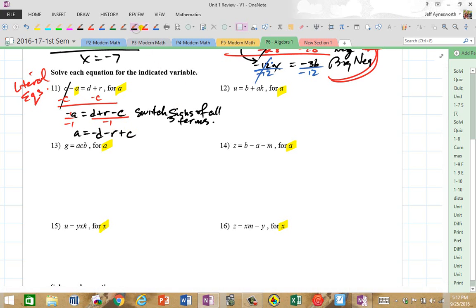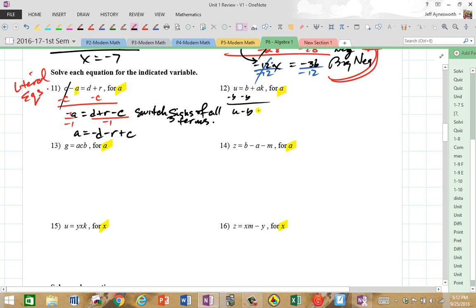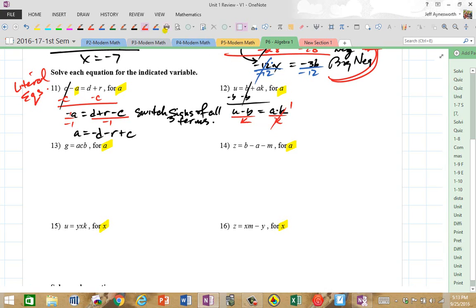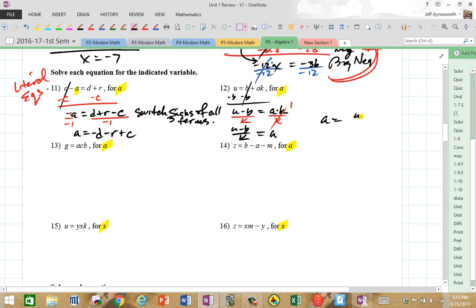Easy. Okay. Now this one, let's subtract b. Opposite of b is negative b, right? So you have u minus b is equal to a times k. I'm going to put a dot in there. Why? Because they're being multiplied. A lot of people see ak and don't know what's going on between a and k. Well, it's being multiplied, right? And it's important to know that because what you're going to do is divide, because that's the inverse of multiplication. So you divide both sides by k. These cancel out to 1. K divided by k is 1. And you have a times 1, or a, is equal to u minus b divided by k. Same thing.